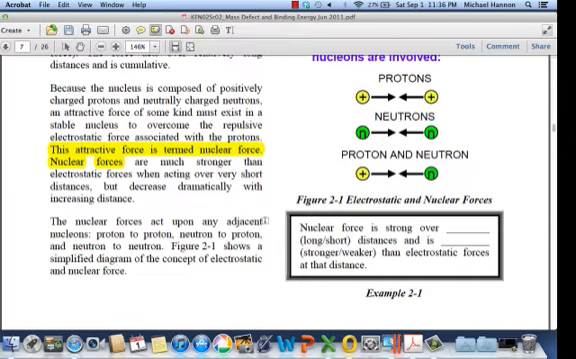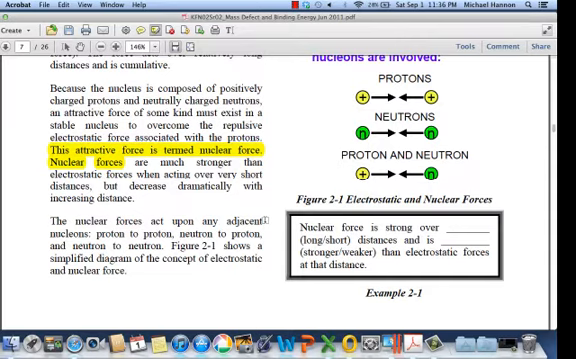2-1, nuclear force is stronger over short distances and is stronger than electrostatic forces at that same distance. So that's the answer to 2-1. Nuclear forces are stronger over short distances. When we're talking short, we're talking very, very small. Short distances within the atom itself. And then they become stronger than the electrostatic forces at that particular distance.